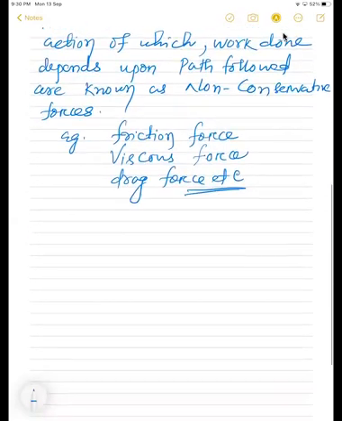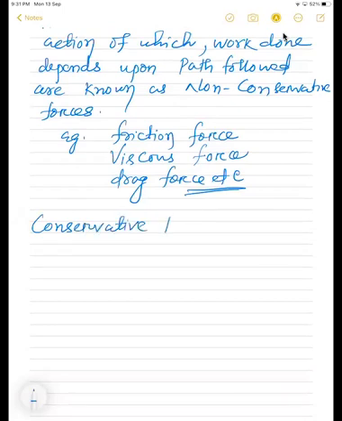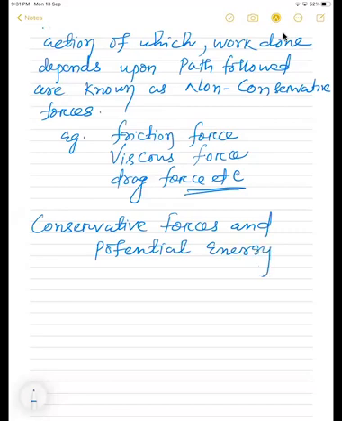And let's relate conservative forces and potential energy. Give the heading: how they are related, conservative forces and potential energy.